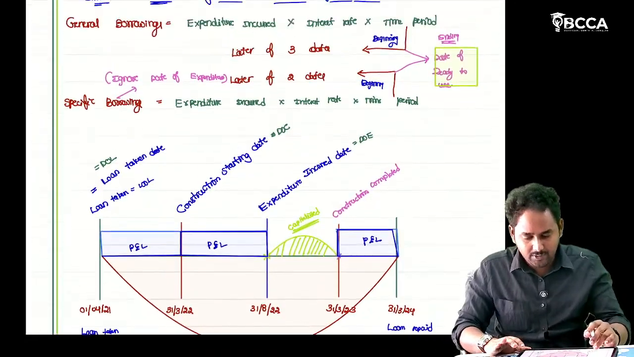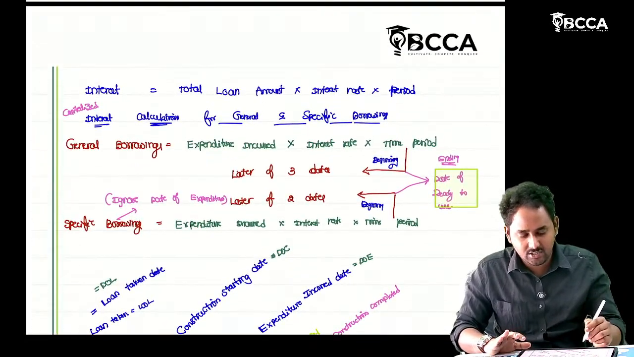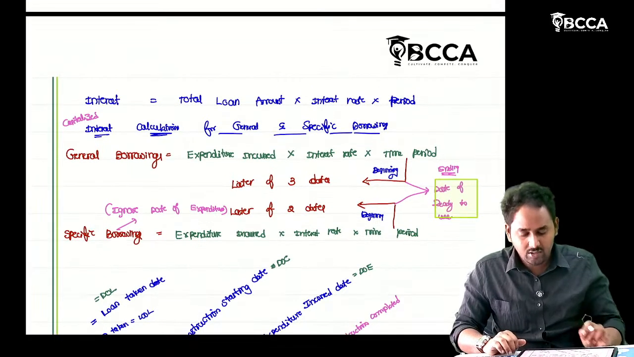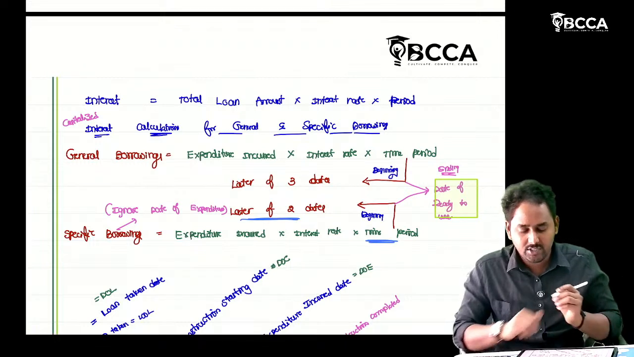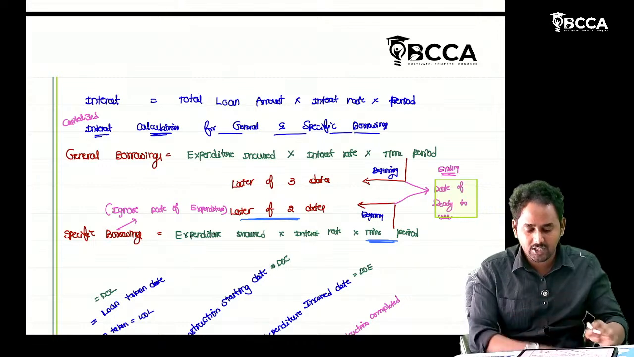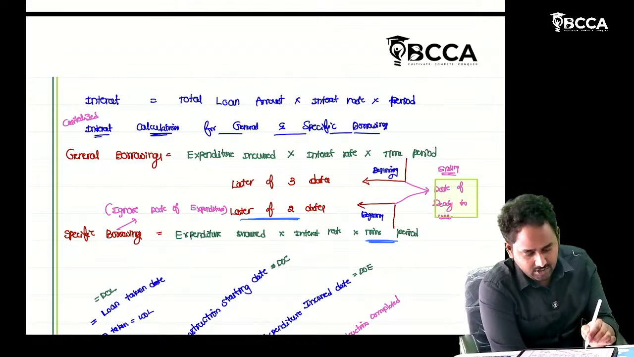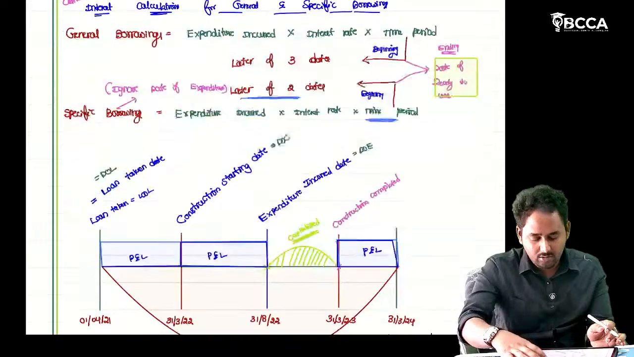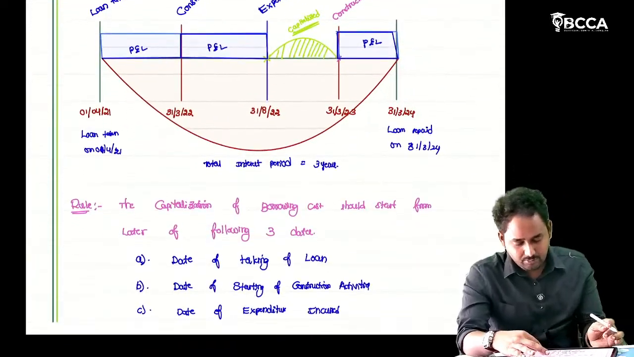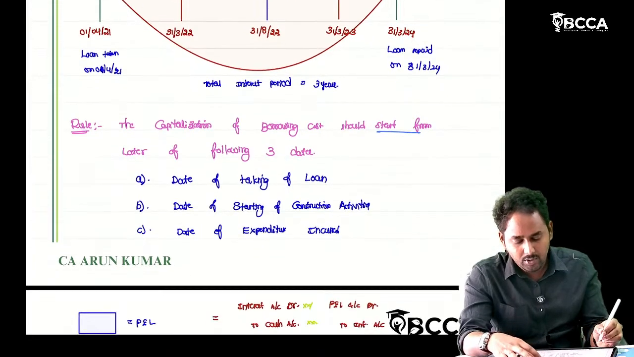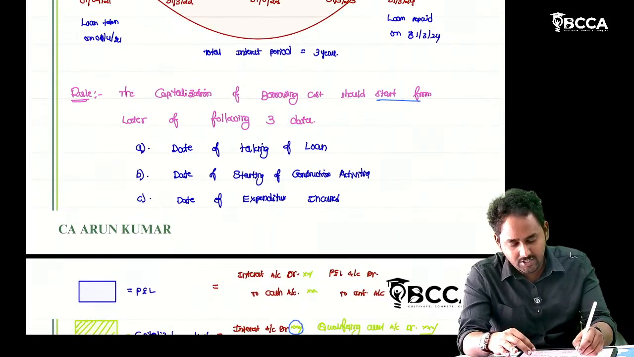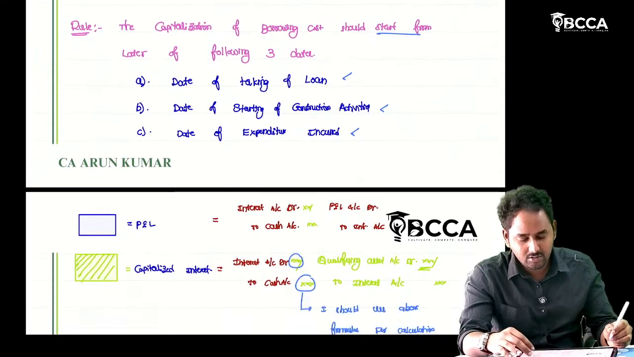But here, only for the purpose of calculation of the interest, while taking the time period, I should take the latter of two dates for the commencement activity, for the starting of the time period. Now, the capitalization of the borrowing cost should start from the latter of the following three dates: date of taking of loan, date of starting of construction activities, date of expenditure.